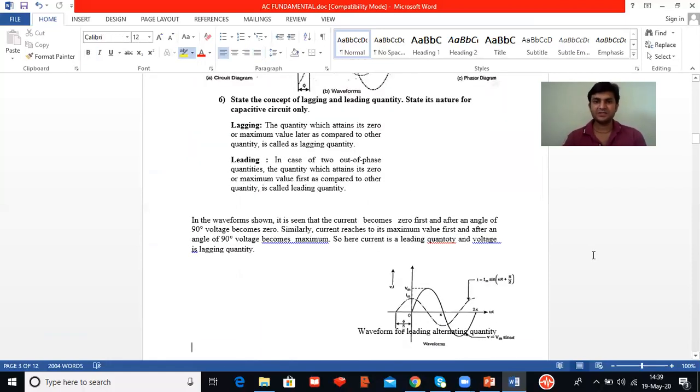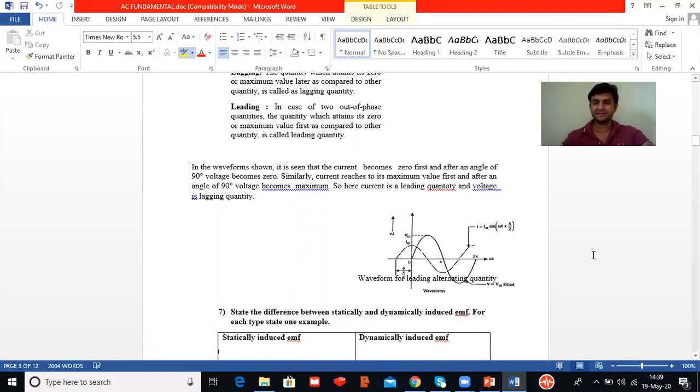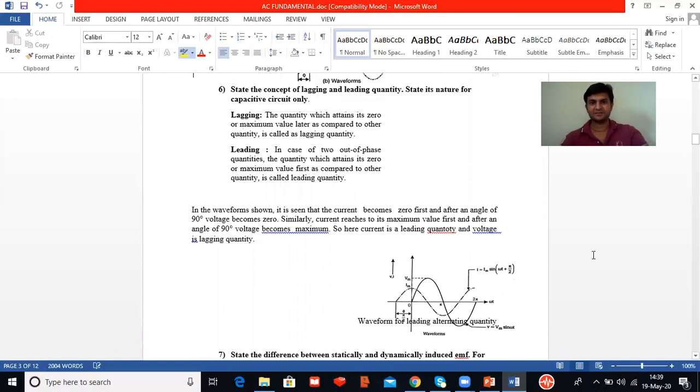Now next question is, state the concept of lagging and leading alternating quantity and state its nature. This question is asked for 4 marks. What is meant by a leading alternating quantity? What is meant by a lagging alternating quantity? See here.